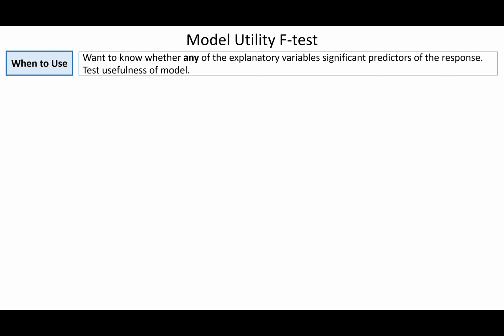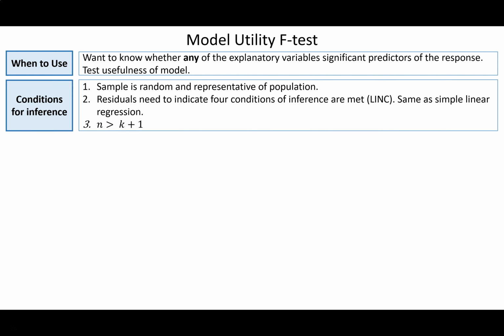So for our Model Utility F-test, this is when you want to determine, is at least one of these explanatory variables useful in predicting what's going on with the response variable. So how useful is our model? So here for our conditions, and it should look really familiar by now, we want a representative sample. So we want the sample to represent the population. The most straightforward way is going to be if we have a random sample. But the big thing is that we can assume that this sample represents the population.